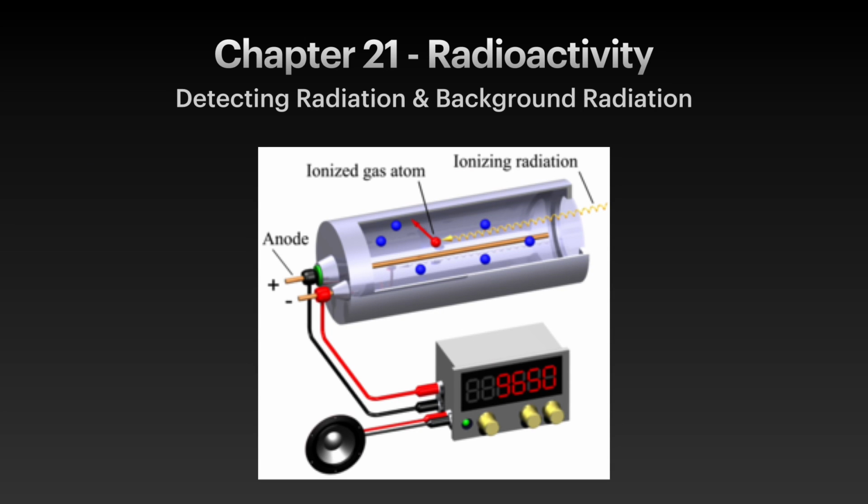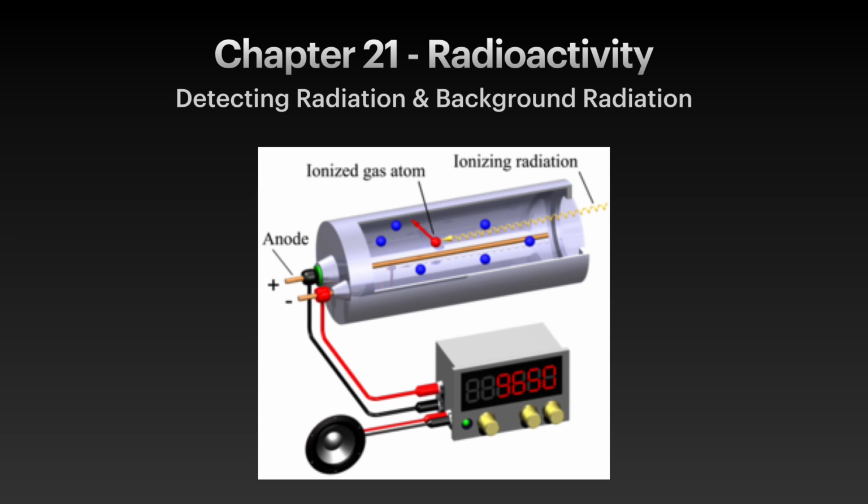First up, let's see how to detect and measure radiation. Radiation can be detected using a Geiger-Müller tube, or GM tube for short, which clicks or counts when radiation enters. We measure the count rate in counts per second or counts per minute.